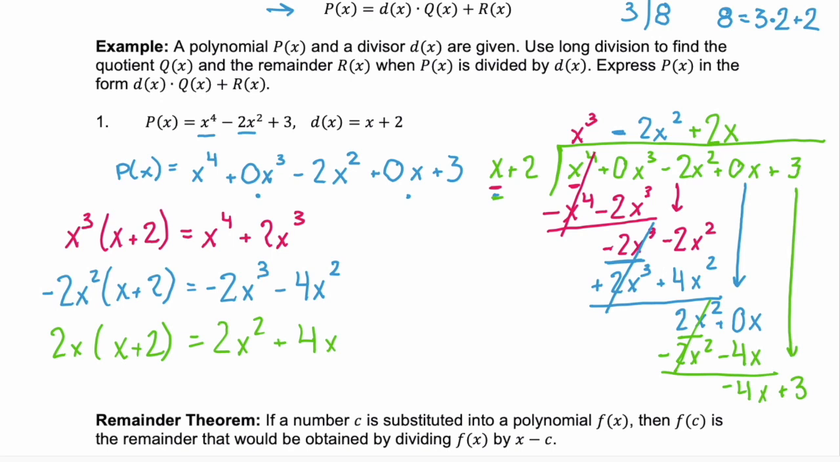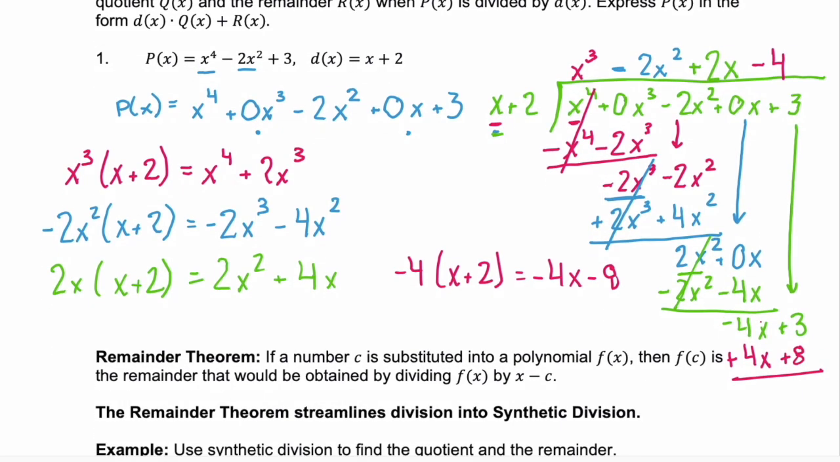And my last one. I'm going from x to negative 4x, so I'm going to multiply by negative 4. That'll give me a negative 4. Here, we'll do it here. Negative 4 times x plus 2 equals negative 4x minus 8. And I'm subtracting that, so it's adding 4x and adding 8. The 4x's will cancel, and I have a remainder of 11.